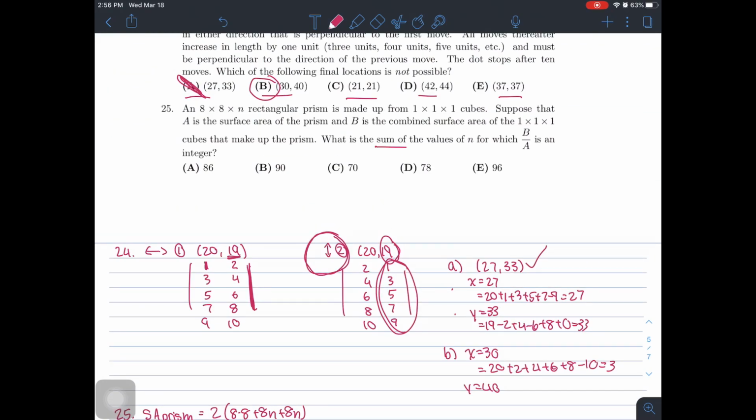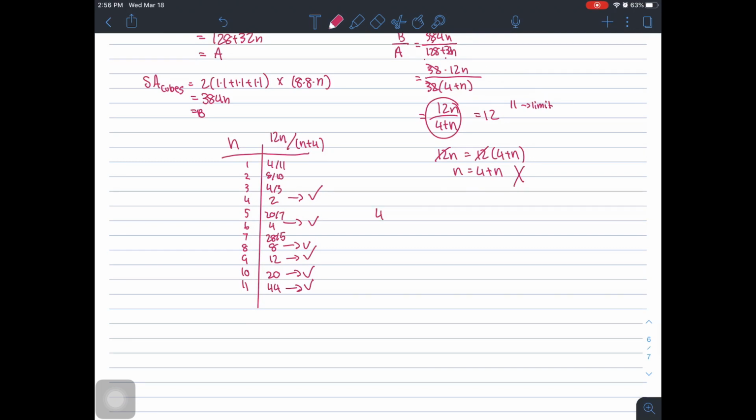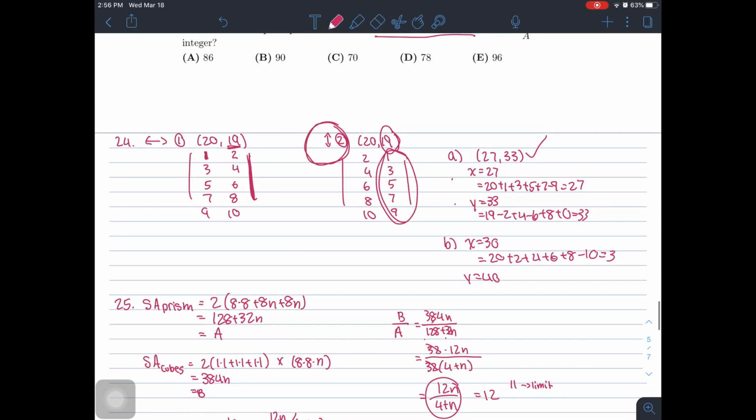So the question asks you for the sum of the values for n, and that is 4 plus 6 plus 8 plus 9 plus 10 plus 11. And if you plug this into your calculator, you get that this is equal to 90.